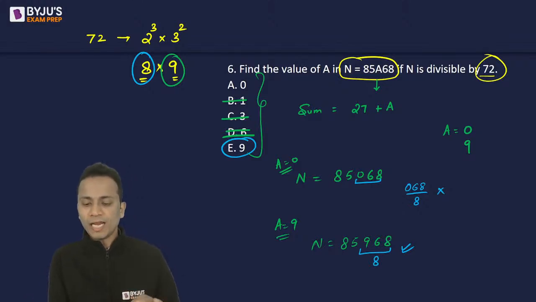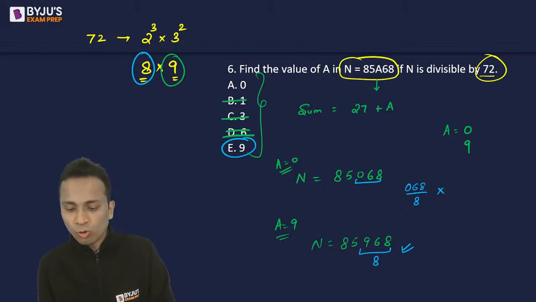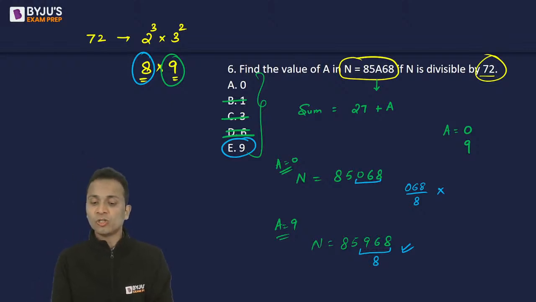So option E, 9 is the correct answer, which earlier was given by only one student, Gaurav, and then funny videos has given the answer, and Harshad has also given the answer. Okay, so option E, that is 9, is the correct answer.